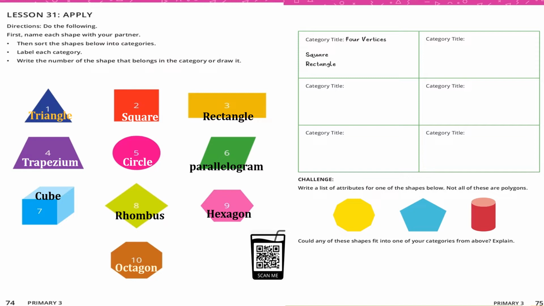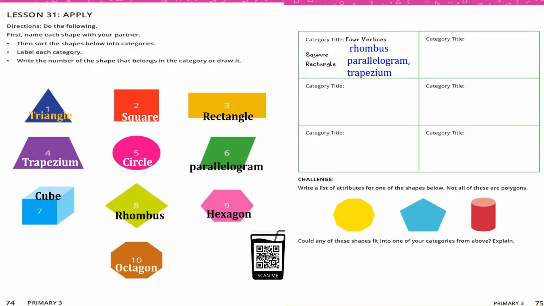Now let's move to some categories and title them or name them and see what is in each category. The first category is 4 vertices and it has square and rectangle. What else?